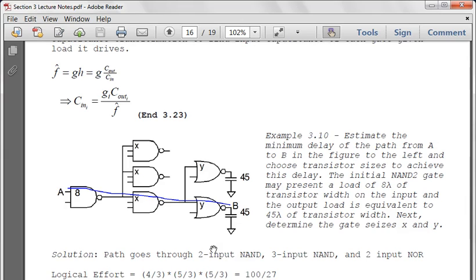Next, we calculate our electrical effort. So it becomes 45 over y times y over x times x over 8. So it becomes 45 over 8.